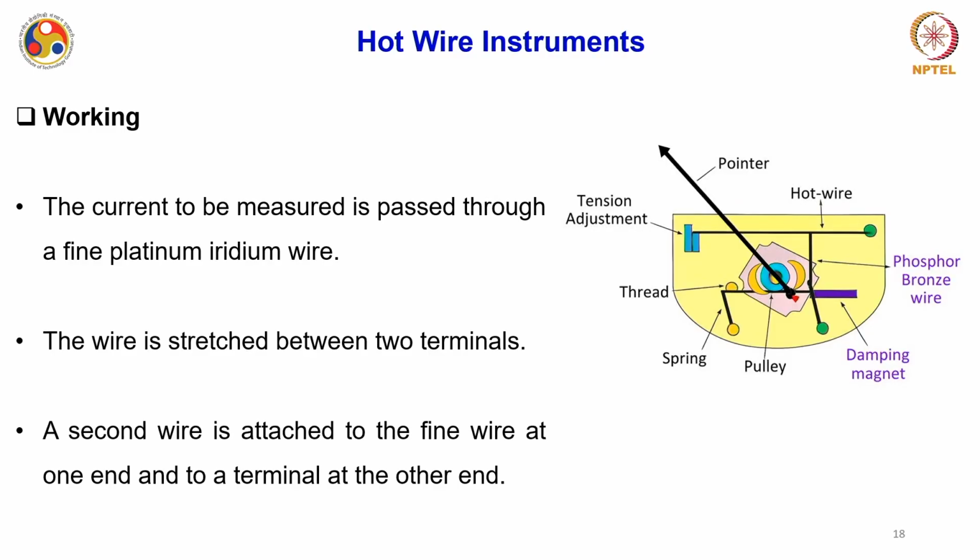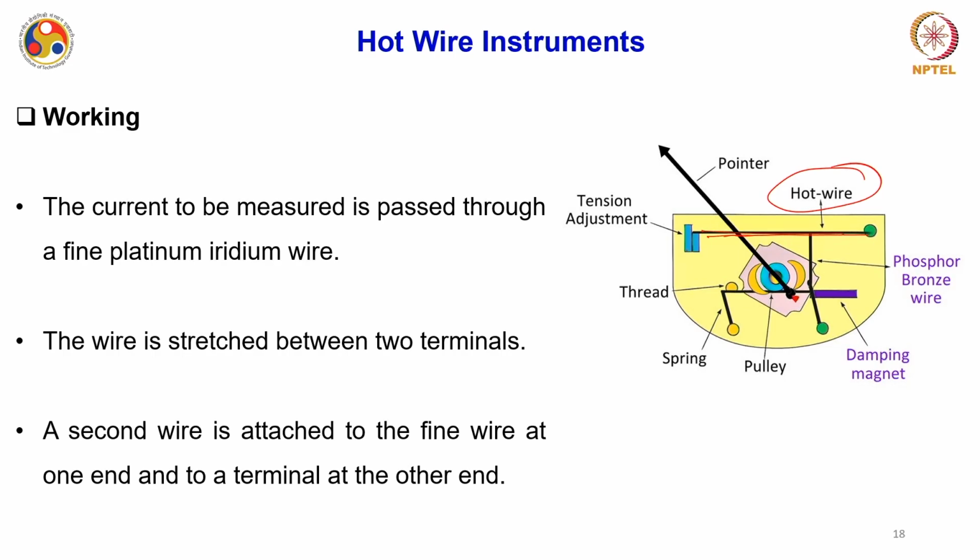Okay, so let's try to understand the working principle of this hot wire kind of instrument. The basic principle we have already understood. In this hot wire instrument, the current to be measured is passed through a fine wire, which is basically an alloy of platinum iridium mostly. So I am talking about this wire. I am continuously using the word hot wire because this is the wire through which the heat has to flow.